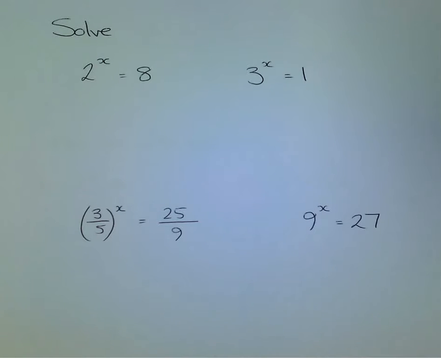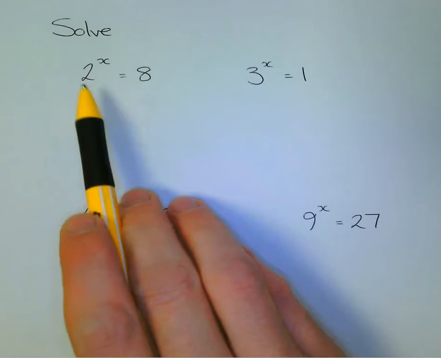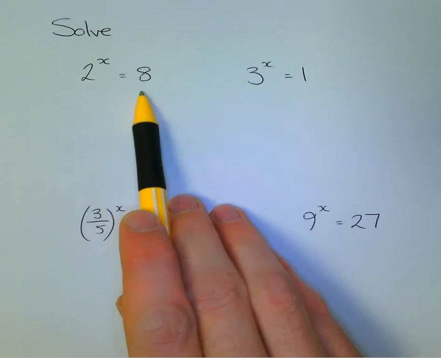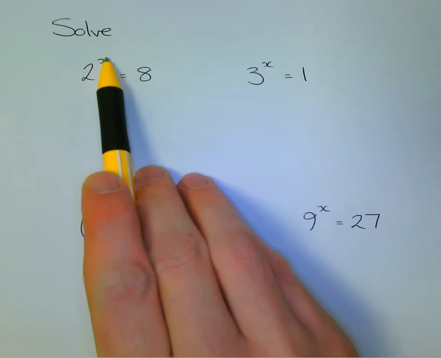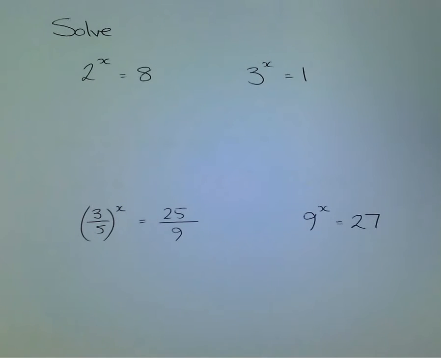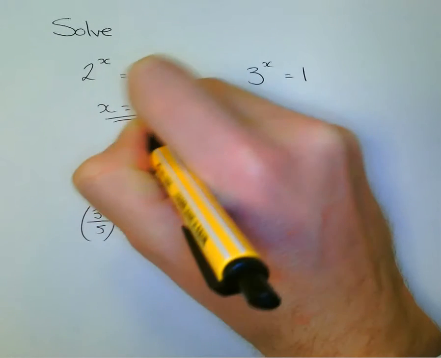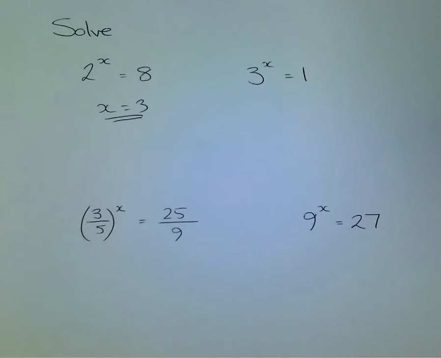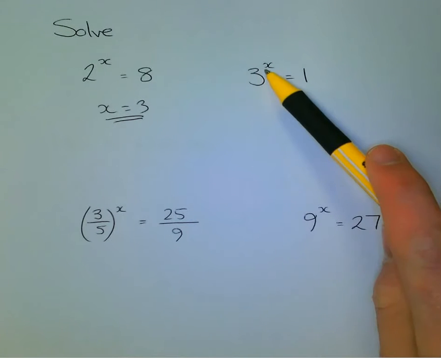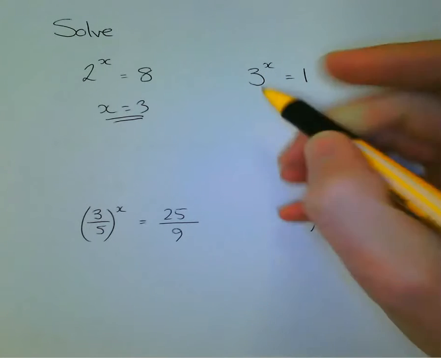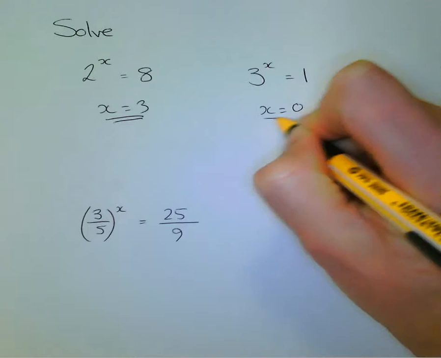Now, let's start with some indices. If we were asked to solve 2 to the power of x equals 8, what is this raised power that gives us 8? Well, if you're watching this video, you should easily be able to tell me this is 3. 2 times 2 times 2 is 8. And here's a little special case you need to know: anything to the power of 0 is 1. So here we would say x is 0.